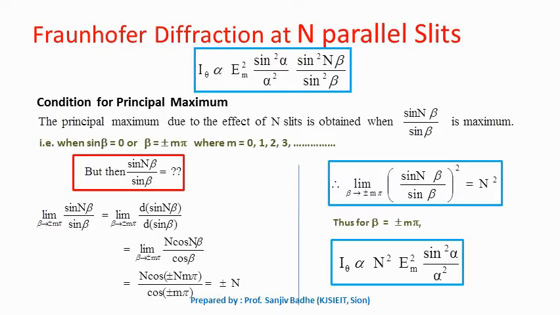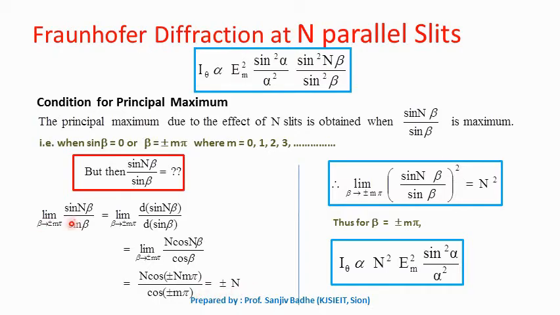So let us try to find the value of sin n beta upon sin beta when beta approaches plus or minus m pi. This can be found by differentiating the numerator and denominator. So this will result in the limit as beta approaches plus or minus m pi of n cos n beta upon cos beta. Now let us put beta equal to plus or minus m pi. So it will be n cos of plus or minus n m pi upon cos of plus or minus m pi. These have the same value and can be cancelled with each other, and we will get the value of the limit as plus or minus n.